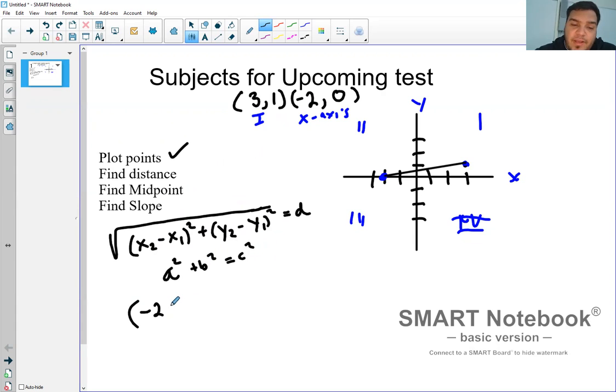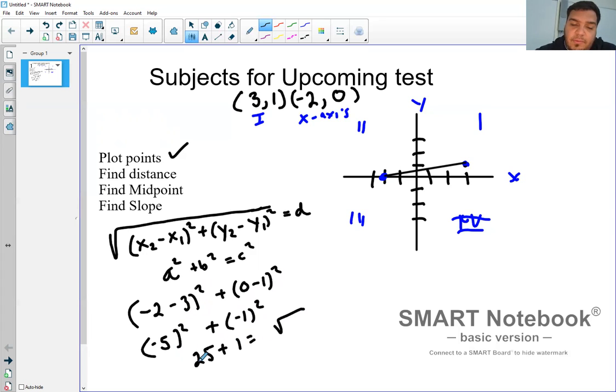So -2 minus 3, squared, plus 0 minus 1, squared. And if you notice these things in the parentheses, it's just how far away they are from each other. So how far away is -2 from 3? 5 spaces. Technically -5, but when we square it, it doesn't matter. How far away is 0 from 1? That's technically 1 space or -1 space. 5 squared is 25 plus 1 squared, -1 squared, is 1.